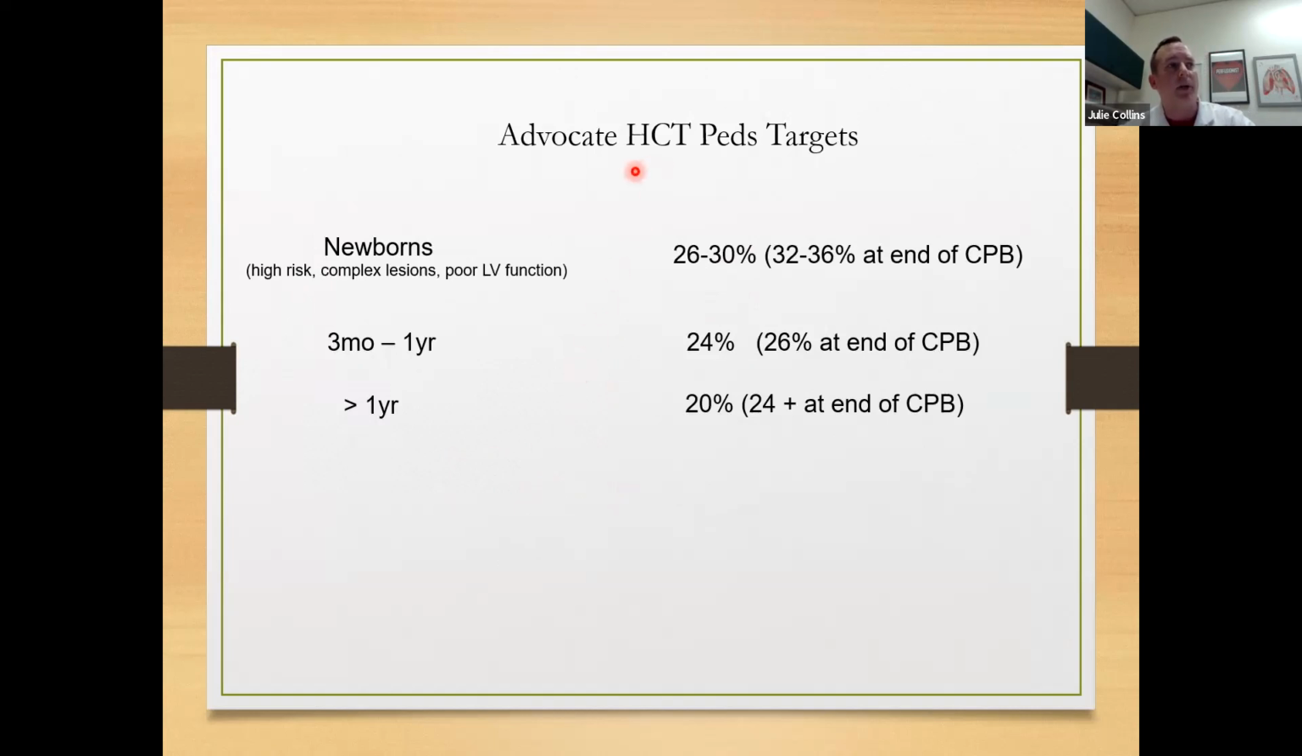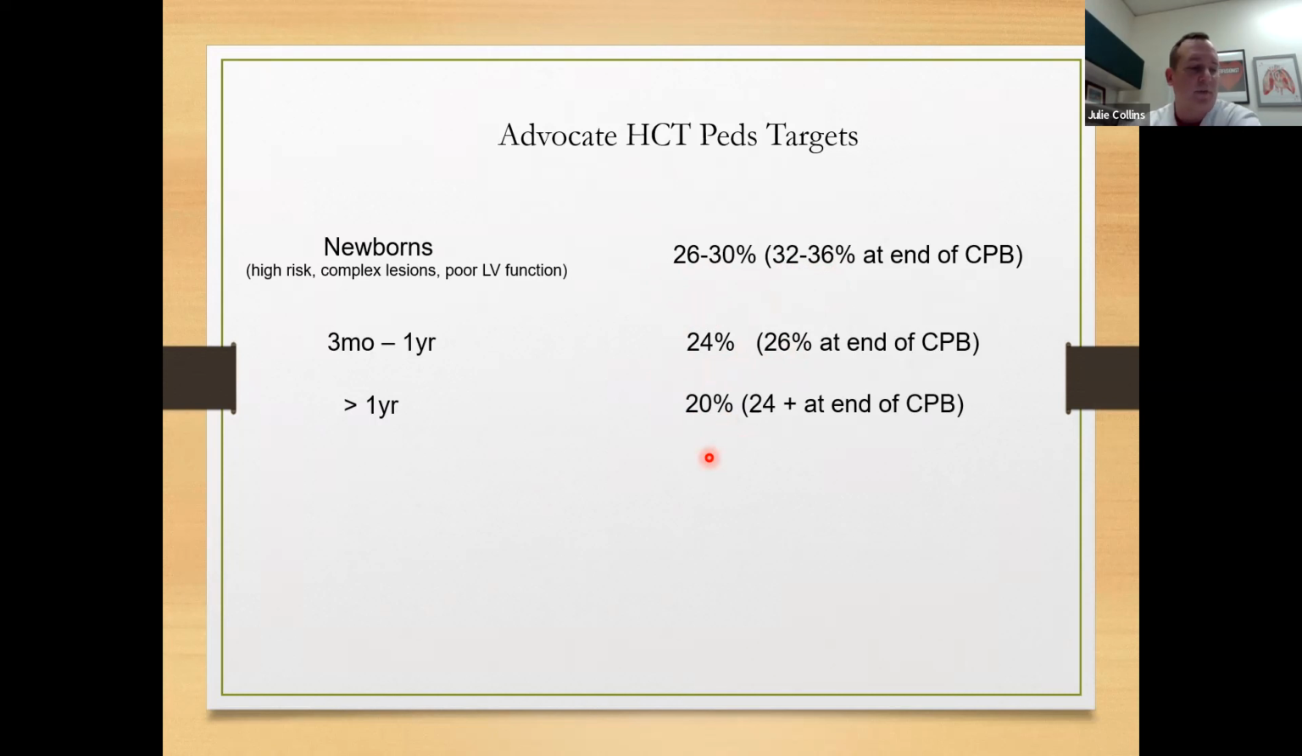These are our hematocrit targets. So newborns, we're looking at hematocrit targets 26 to 30%. And by the time we come off bypass and MUF, we're looking at 32 to 36%. As the kid gets older, we can sustain lower hematocrits a little easier. So this is our protocols here. And basically that's going to be institution specific.